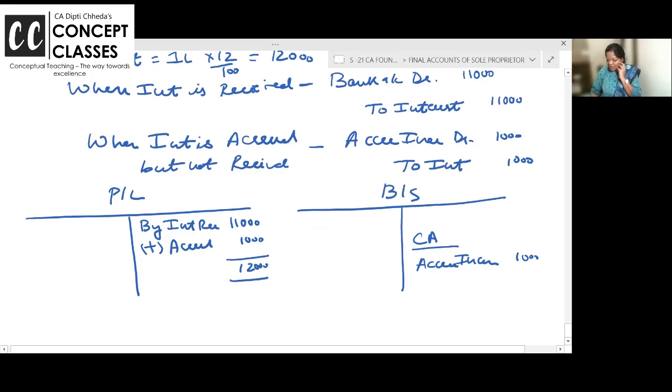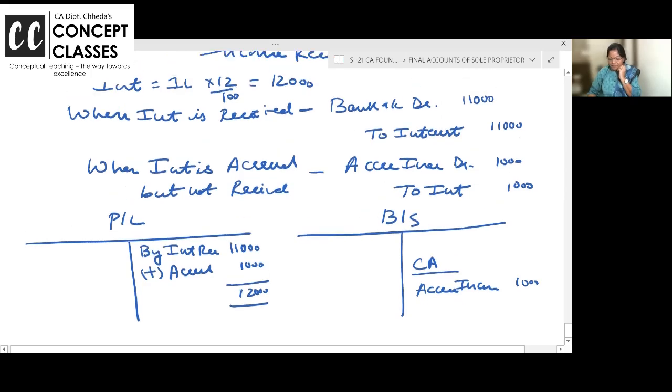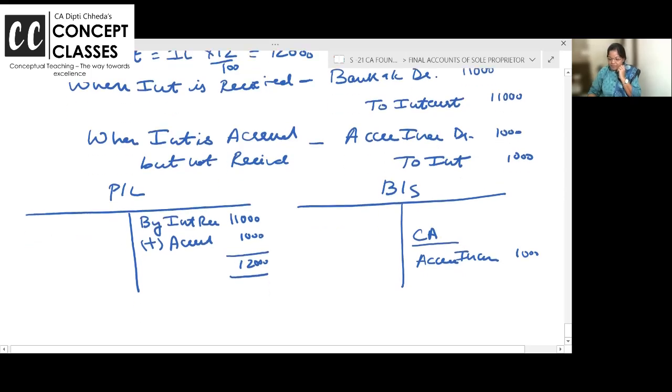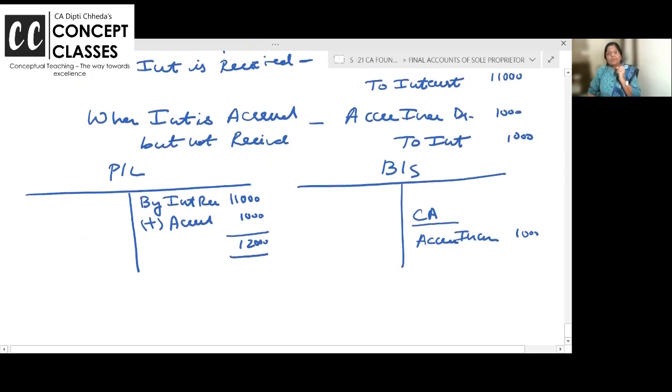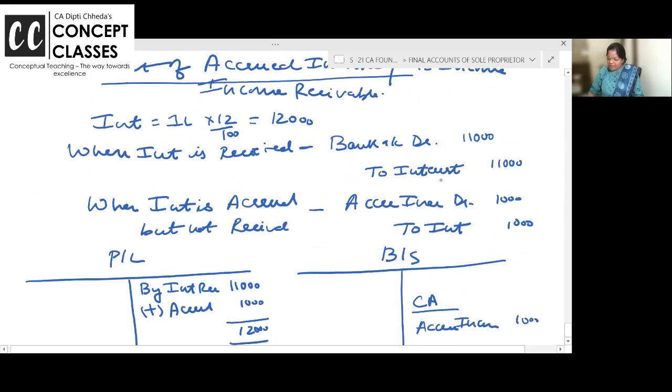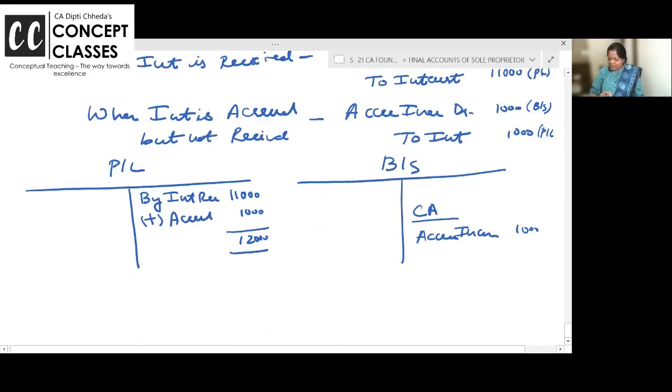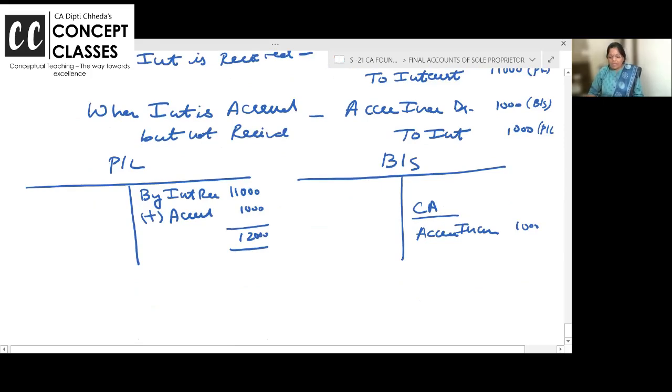Nice, clear to all of you? In P&L account, 11,000 interest is received and 1,000 is accrued. So with this journal entry, credit P&L account, and this accrued income will go in the balance sheet asset side. Next year it will become opening accrued.